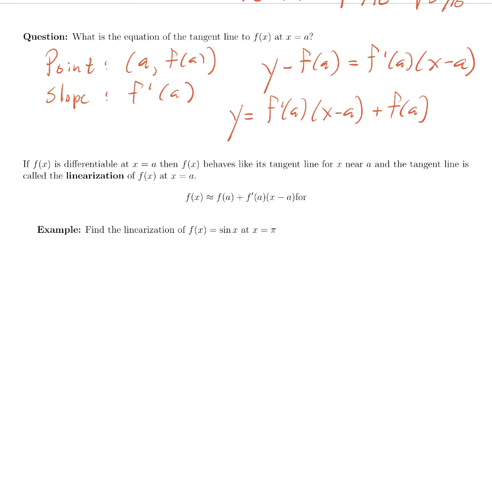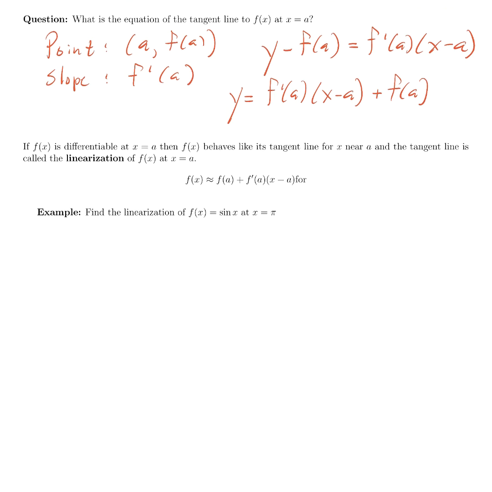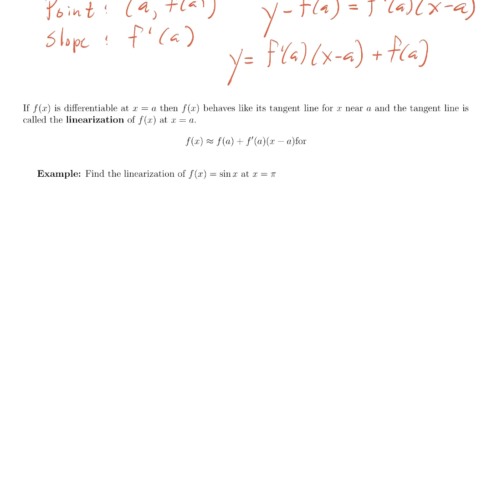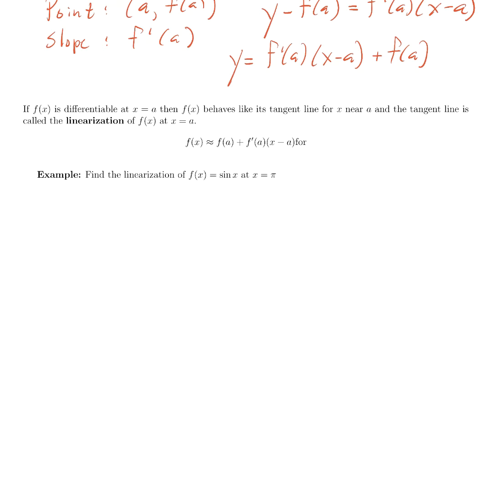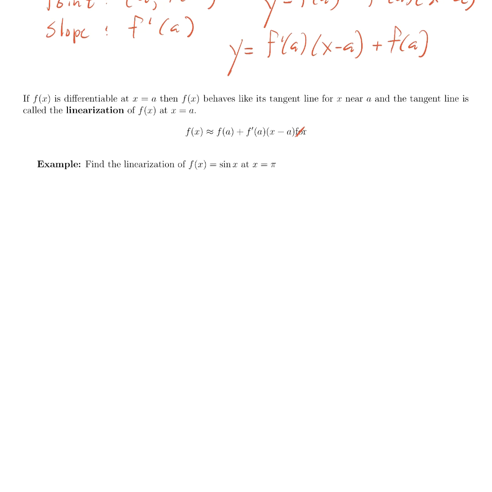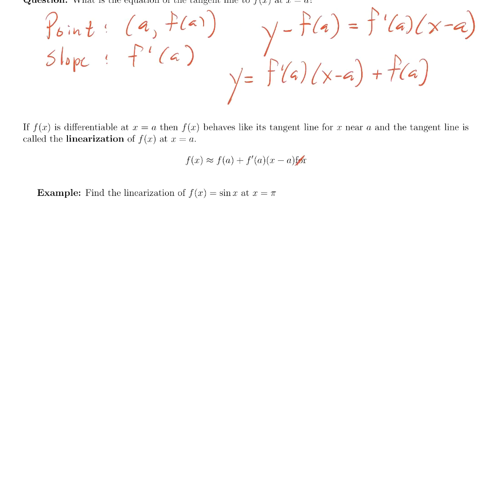If f of x is differentiable at x equals a, then f of x behaves like its tangent line for x near a. The tangent line then is called the linearization of the function. If we find the equation of the tangent line at some value, we can use it to estimate the function near that value.